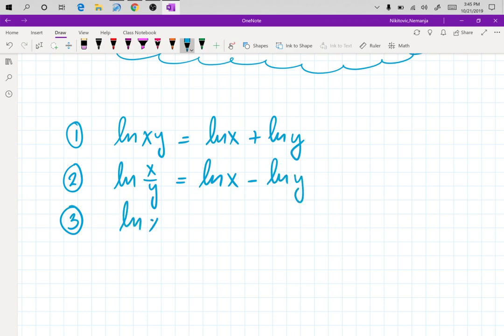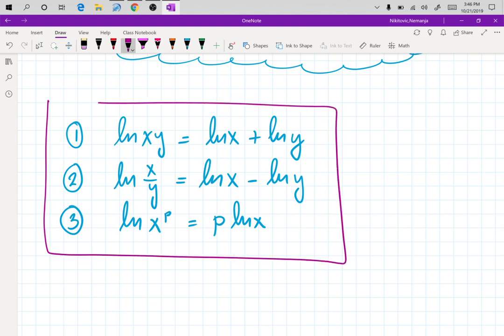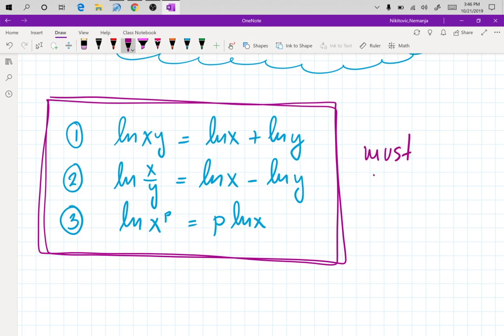And finally, ln x raised to any power p, you can kick p in front of ln x. These formulas are going to be key for the rest of this section. And as I say, they are at the base of the most powerful differentiation technique, which we are going to see in about 20 minutes, 15 or whatever.